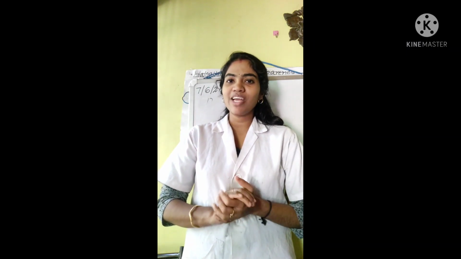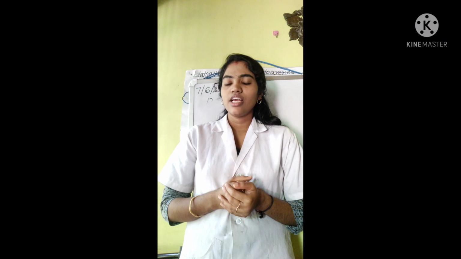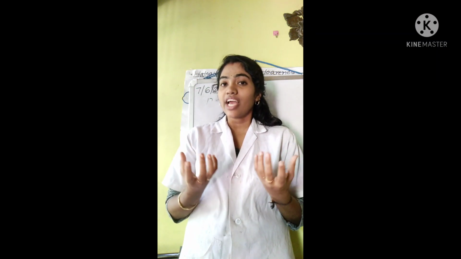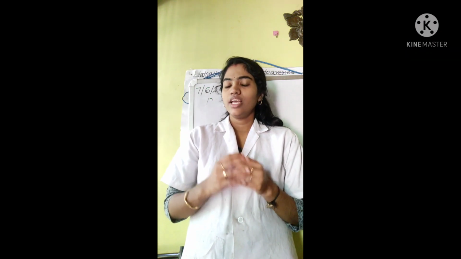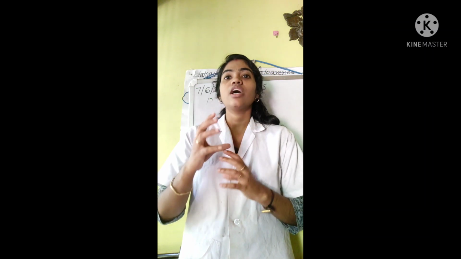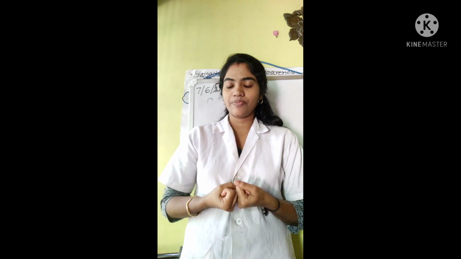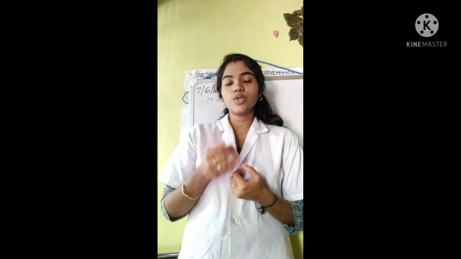I hope all of you have understood what we learned today. We learned about two types of chemical reactions. What are they? Decomposition reaction and combination reaction. What is a combination reaction? Two or more substances react together to form a single product. That is a combination reaction. Then what is a decomposition reaction? A decomposition reaction means a single substance is broken up into two or more substances. That is a decomposition reaction.